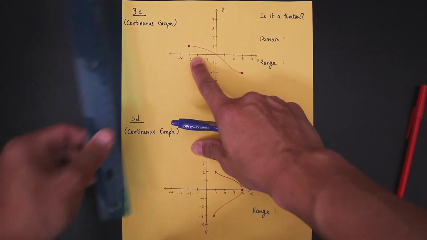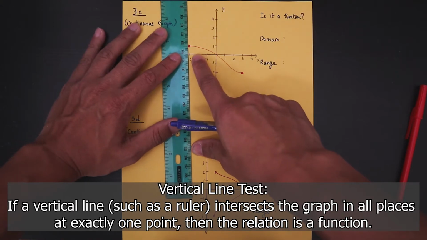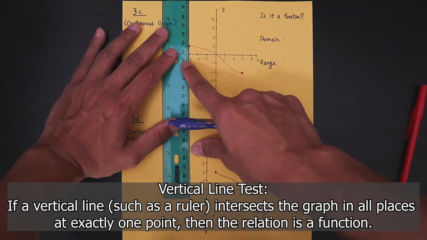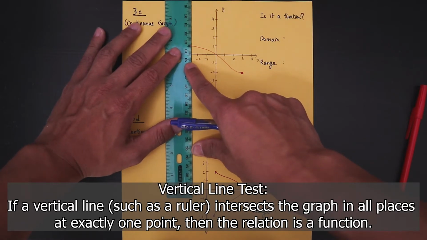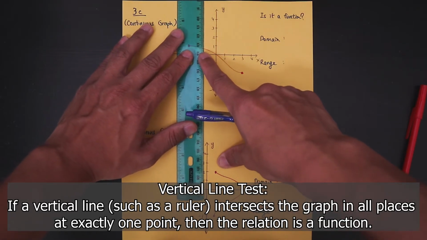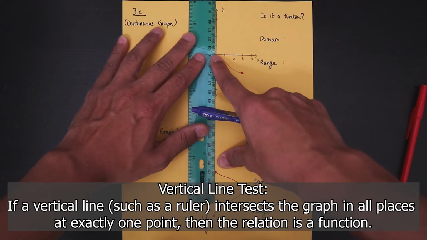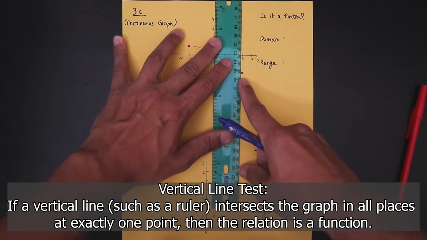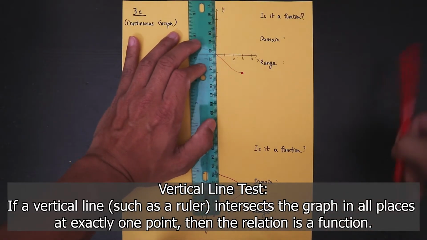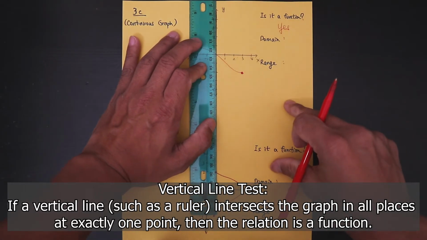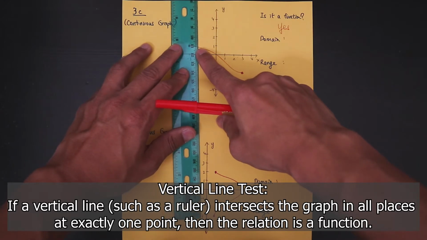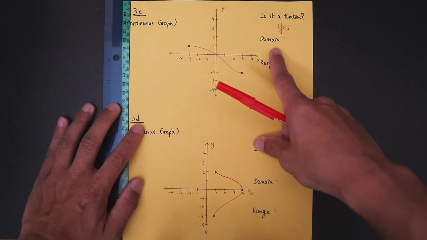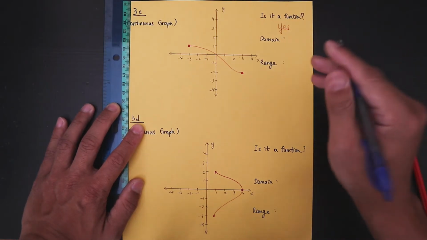Let's do the same thing. I'm going to scan the graph from left to right, and I notice that it starts at -3, and I'm going to keep going from left to right, and I see that the line is only touching my ruler once at every single part of the graph up to here. So is it a function? The answer is yes, it is a function because it's only touching the ruler once at every part of the graph, right?